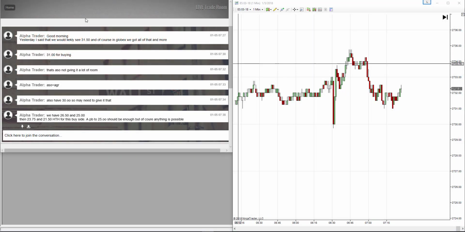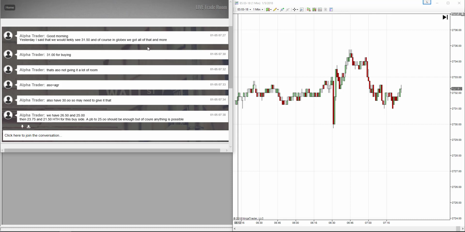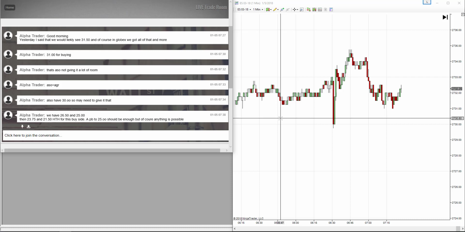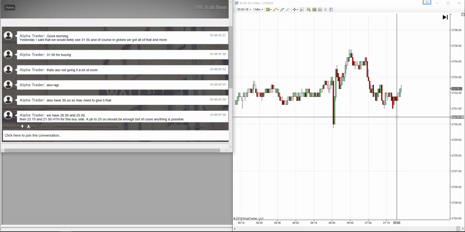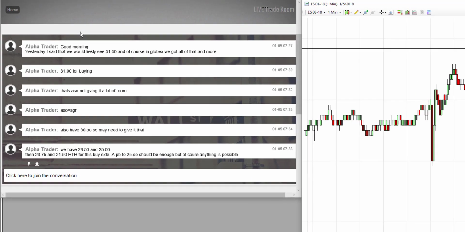Okay, so on the left you see this is the trade room. It actually looks like this. I just have it minimized so that we can put charts and the trade room posts up on the same screen. And then of course on the right we have charts. You can use any trading platform. I'm using NinjaTrader for this example, but it really doesn't matter what type of software you use for this trade room. So the first post was good morning.